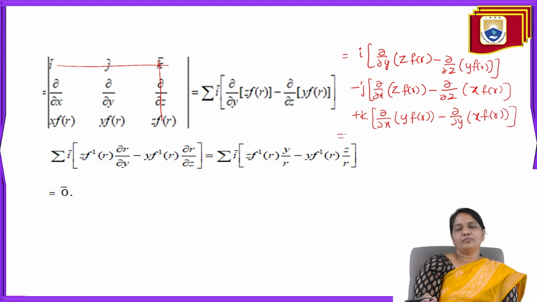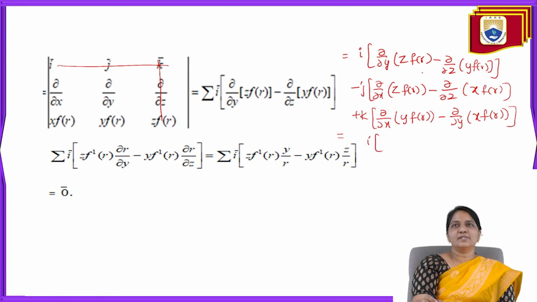So now we are doing the value here for i. Dou by dou y of z f of r. So what is the value here?